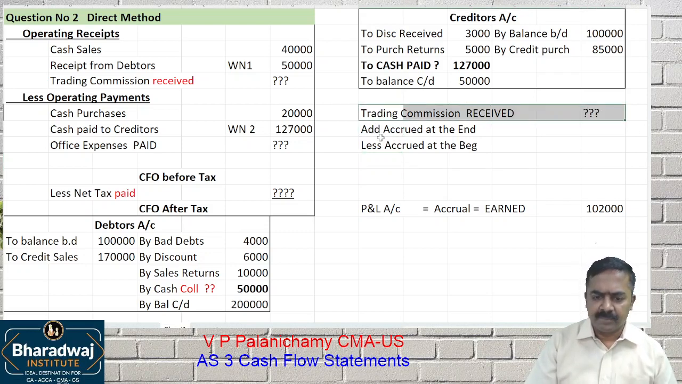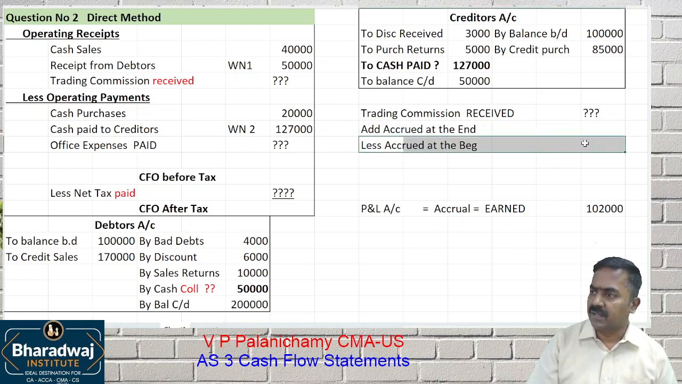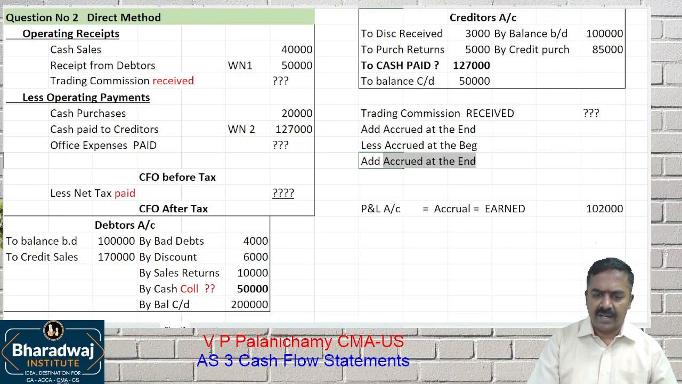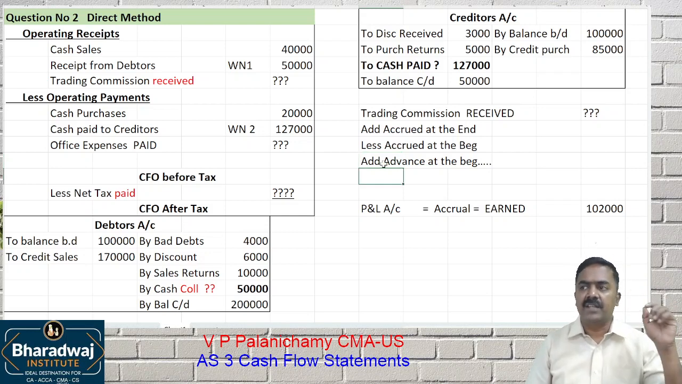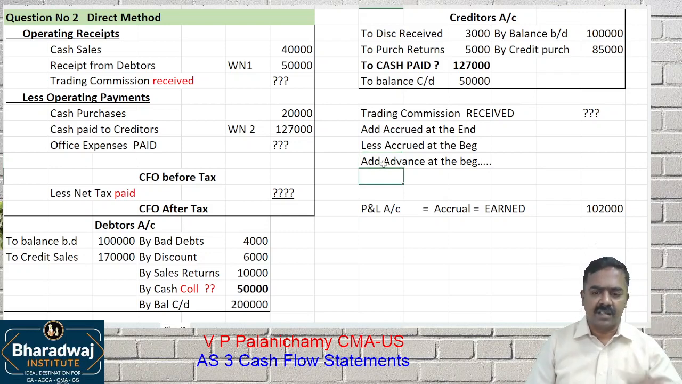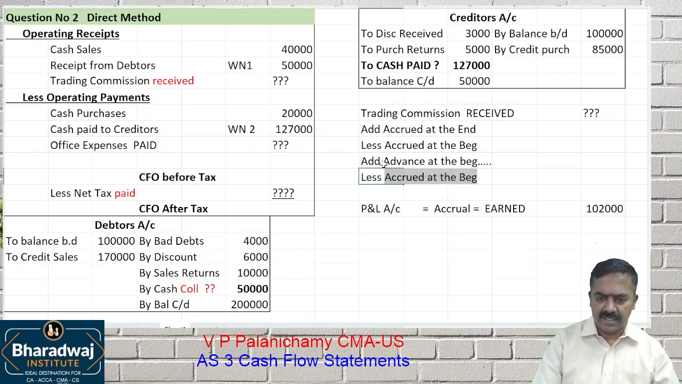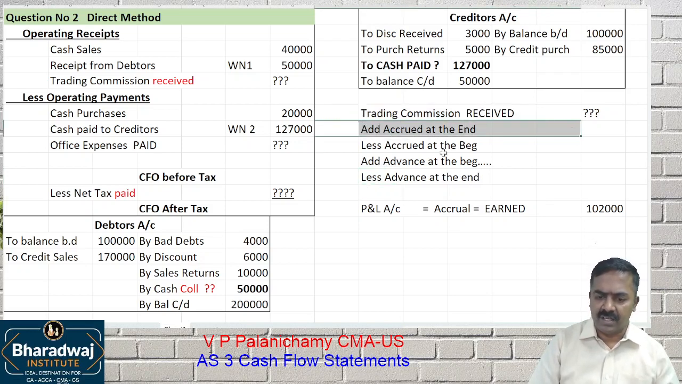Take the income, add receivable for the current year, eliminate receivable for last year. Add advance received at the beginning of the year. Why do we add it? Last year itself we received this for the current year. Less advance at the end of the year. Why? It belongs to next year. Otherwise, accrued at the end belongs to the current year.